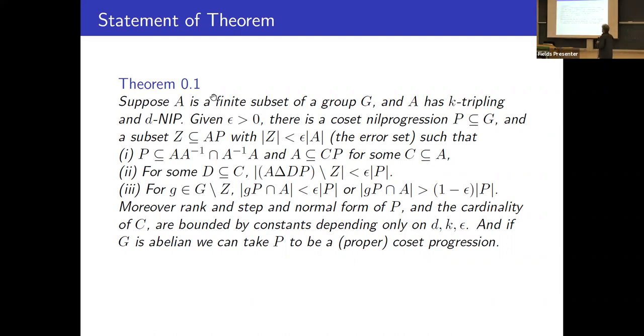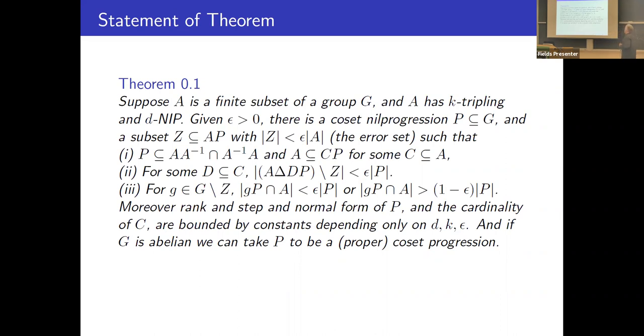Good. Okay. So this is the theorem, the theorem which is the subject of this talk. You take a group, an arbitrary group, and a finite subset. I'm assuming K tripling here, not K approximate, which actually is very close to K approximate in the NIP environment. You assume A has K tripling and is D NIP in the sense I said before, the relation X times Y in A is D NIP.